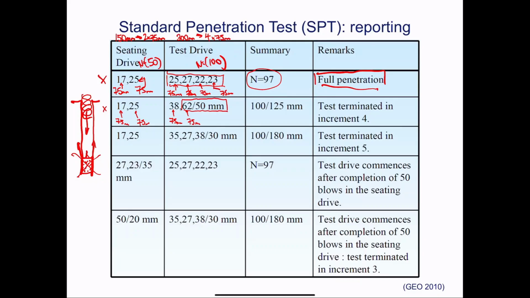Now, for the first increment of the test drive, it's standard 75 millimeters, right? So what's 75 plus 50? Well, it's 125, right? So in your summary, you would say, look, for the test drive, our N value is 100, but we were unable to penetrate 300 millimeters, right? We were only able to get 125 millimeters of dynamic penetration.